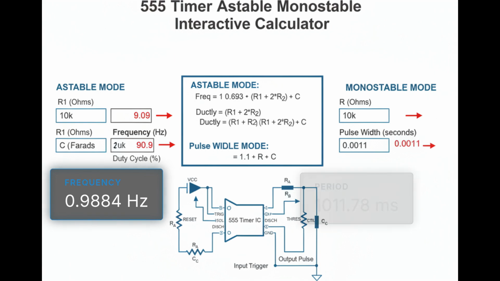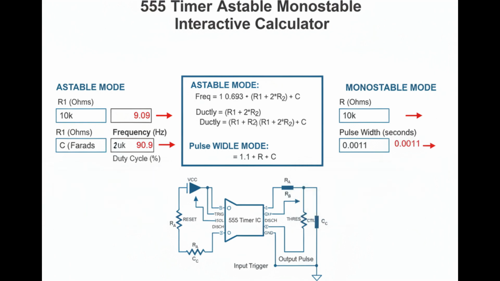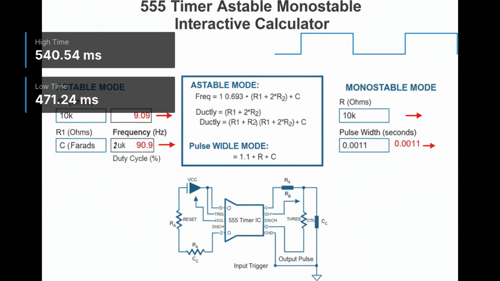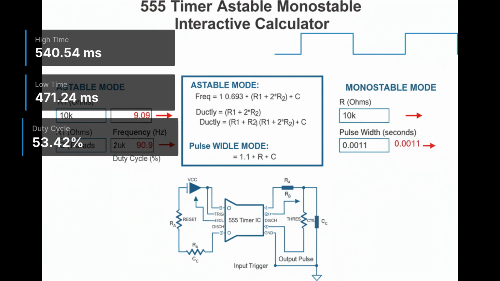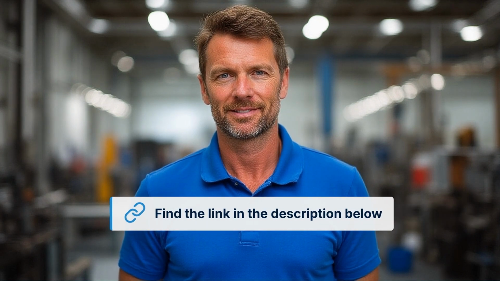Frequency is 0.9884 Hz. Period is 1011.78 milliseconds. High time is 540.54 milliseconds. Low time is 471.24 milliseconds. Duty cycle is 53.42%. This calculator streamlines 555 timer design calculations.